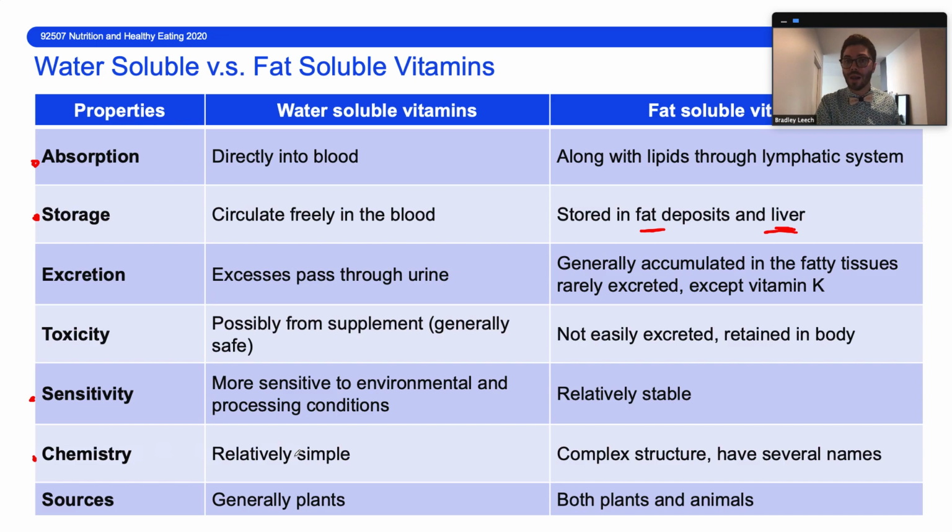Looking at the sources of water-soluble vitamins, generally plant-based items. So vitamin C is only obtained from plants. B vitamins, yes, are found in plants, but can also be found in animal-based products. Whereas fat-soluble vitamins are found both in plants and animals, but mainly in animals as we come to learn.